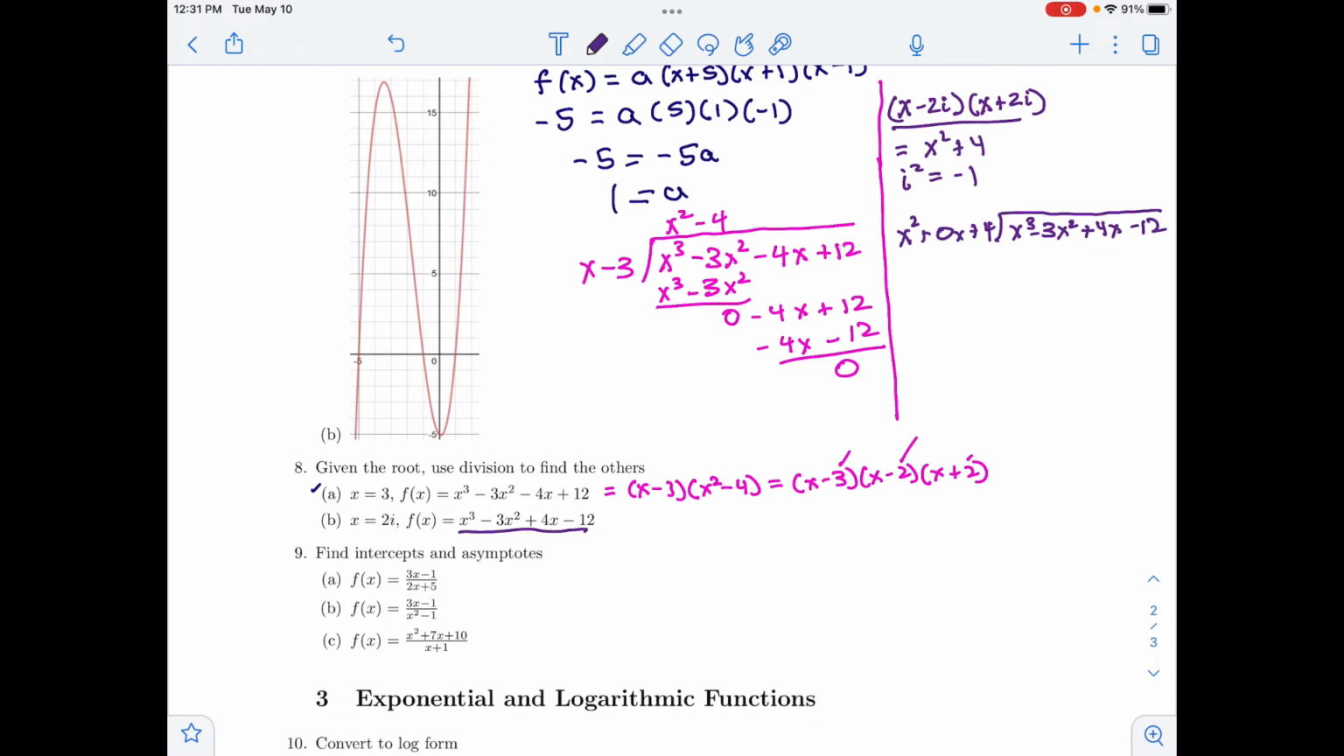Okay. So I put the 0x in there just to keep things lined up. But here we go. X squared will go into x cubed, x times. Then we multiply and we get x cubed plus 0x squared plus 4x. And here I get negative 3x squared. And I'll go ahead and bring down, this is 0x minus 12.